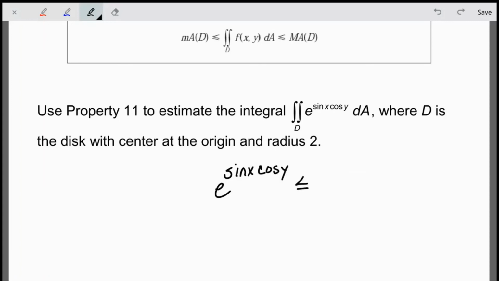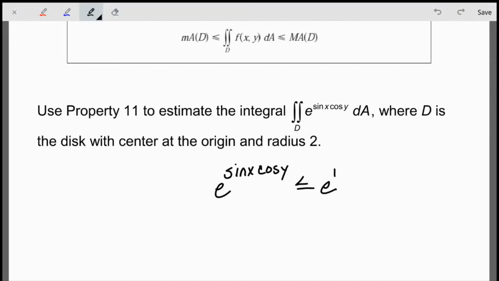Well, the largest that could possibly be, anywhere where the exponent is 0, we're going to have e to the 0 power, which would be 1. Anywhere that I can get a 1 as my exponent would probably be my best case scenario, right? Because that would give me a value of e to the first power. So is it possible for sine x times cosine y to be equal to 1? And the answer would be, yeah, it could turn out that way. And if it turns out that way, we get e to the first power as our maximum.